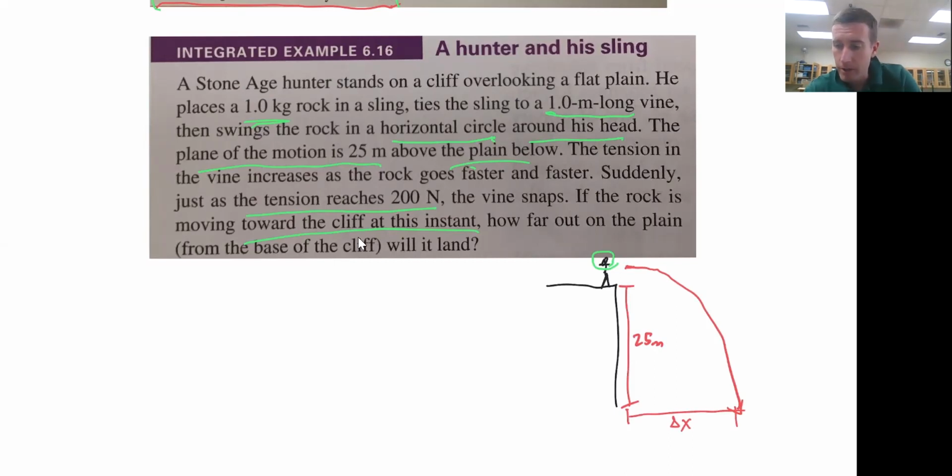However, in order to do that, I can figure out the time, right? Because I know that it's going to fall vertically due to the acceleration due to gravity. And then I can figure out the time of the fall, right? So I'll need the time of the fall first.